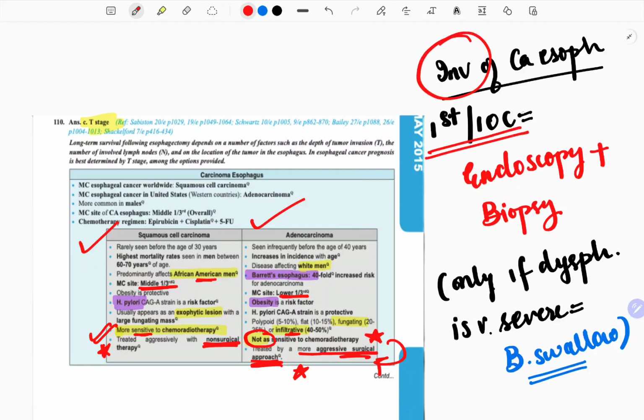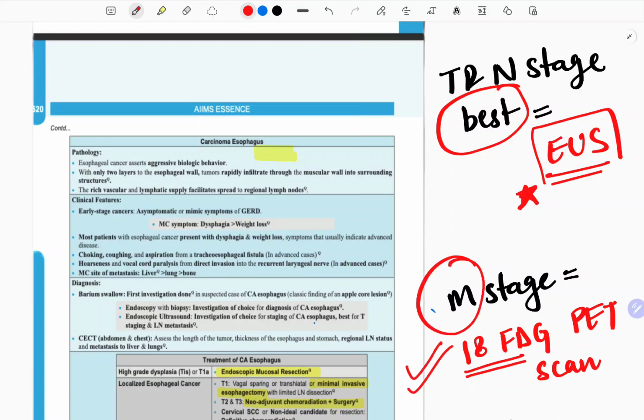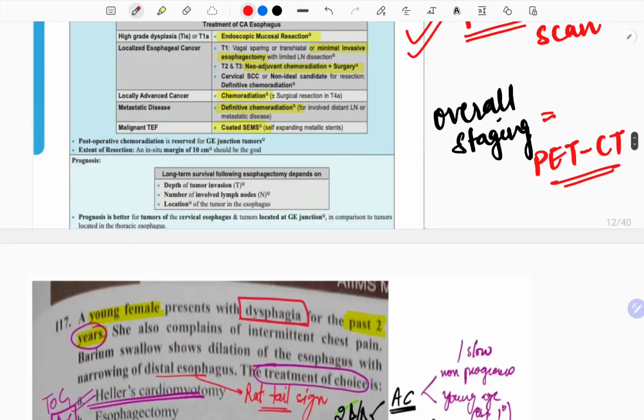Now another very important point is the investigation. The first investigation and the investigation of choice both are endoscopy with biopsy. Only if the dysphagia is very severe do we do the barium swallow, where we find the typical bird beak or rat tail appearance. For T and N staging, the best investigation is endoscopic ultrasound. Just remember this. It has been asked in the NEET exam. For M staging, the best investigation is the 18 FDG PET scan. And for overall staging, we do the PET CT. So just mug up these 3 lines.